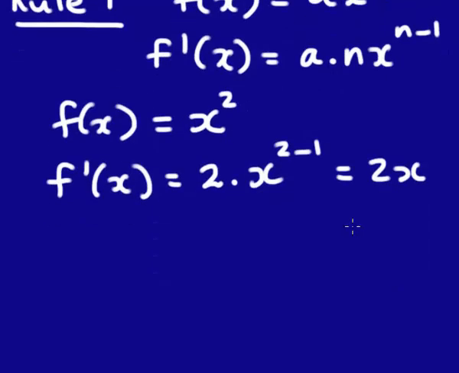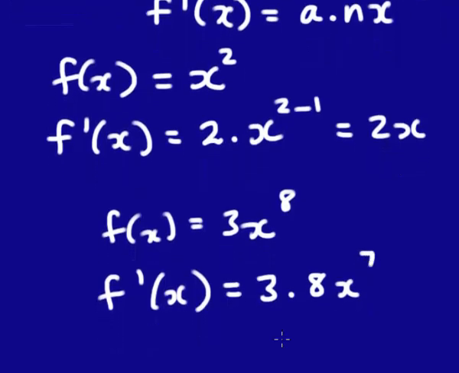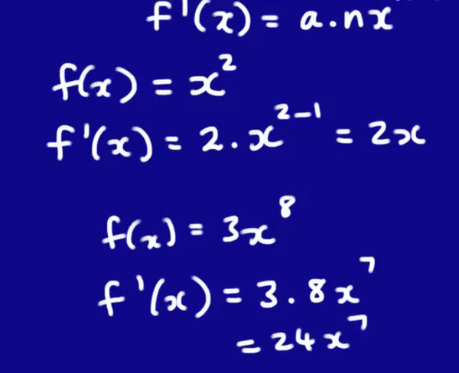If you have f(x) = 3x to the 8, the same principle applies. The gradient, the derivative, the gradient of the tangent is 3 multiplied by 8, x to the 8 minus 1, which of course is 24x to the 7. That is the rule for determining it.